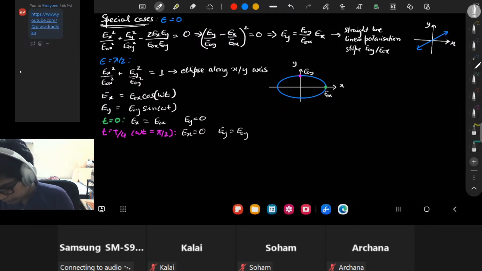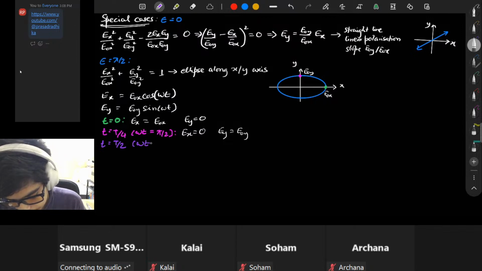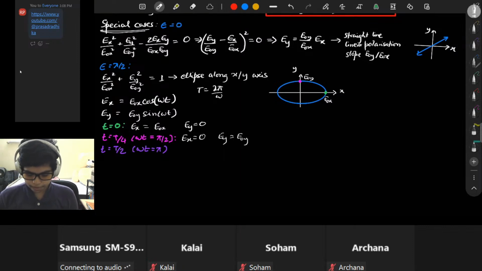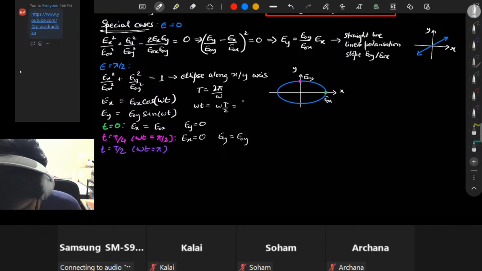Let us increase time even more. Let us go to half of a time period. This means omega t equals pi. How am I getting this? That's because the time period is 2 pi over omega. This is my definition of time period. So if you do omega times t, with t equal to half the time period, omega t is nothing but omega times 2 pi over omega times 1 by 2. So omega is cancelling, 2 is cancelling, this gives you pi. This is what I had in purple over here. So this purple point is omega t equals pi.